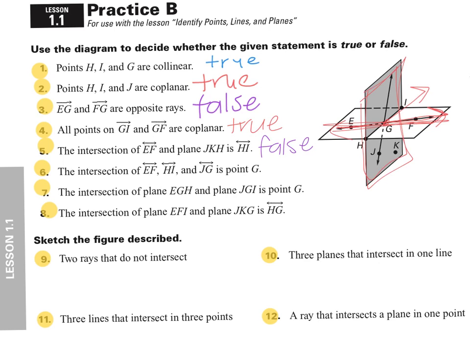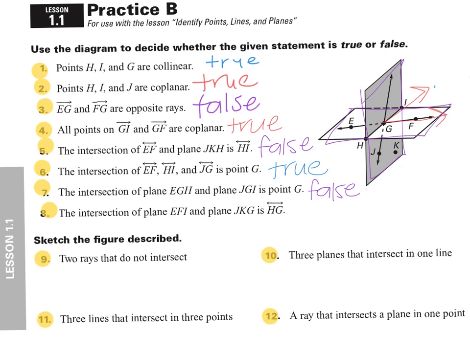Number 6 says the intersection of EF, so let me clean this up again. The intersection of line EF, line HI, and line JG is point G, and that is true. Number 7, the intersection of plane EGH. So EGH is your horizontal plane, and plane JGI, which is the vertical plane, is point G, and this is false because those two meet at a line.